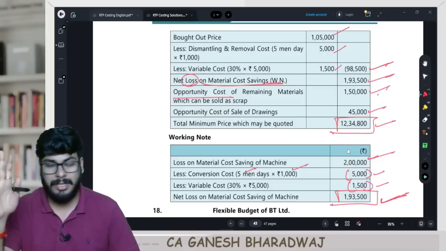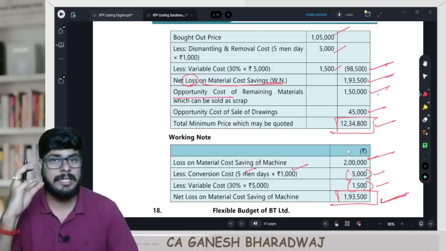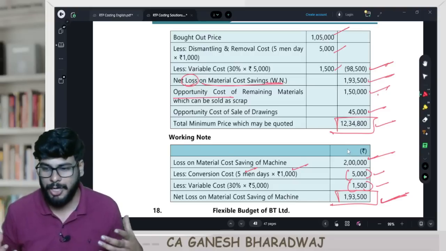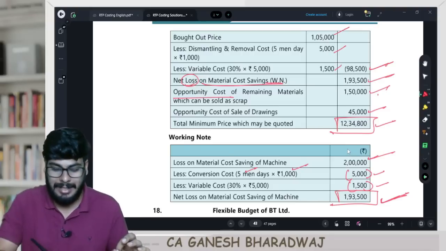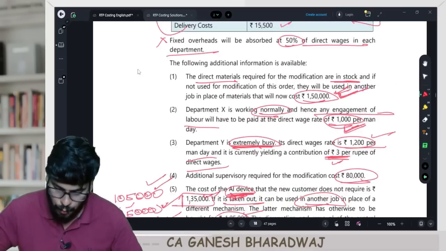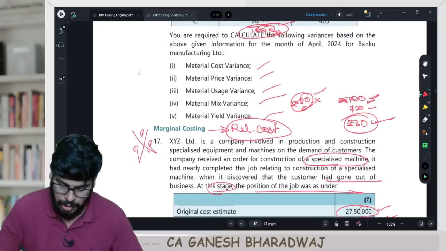Mark my words, guys. This is a very, very unique sum, a CA final level concept. Without the background, you will not be able to appreciate it. So please mark this sum as important. It's a very, very unique sum, right? Fine. So with that, we have completed this particular question on marginal costing.